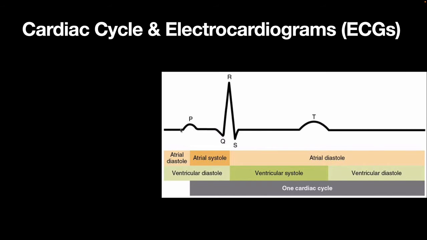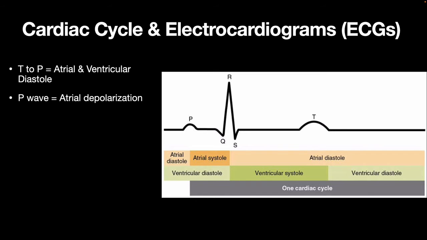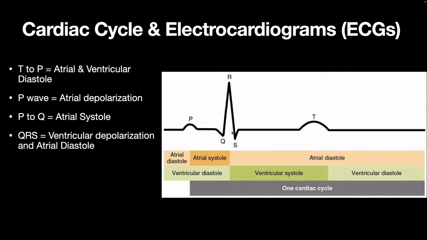The P wave corresponds to atrial depolarization, and then immediately after that, you get atrial systole. The atrial muscles begin to contract. So that continues to occur until QRS. These spikes here correspond to ventricular depolarization, and that's when the atria begin to relax again.